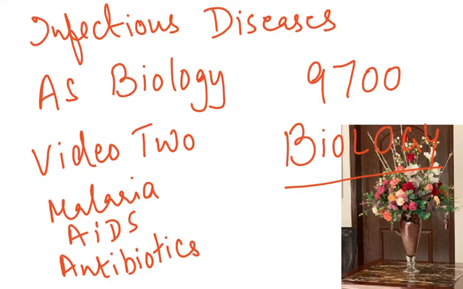We will continue with the chapter on infectious diseases. This is AS Biology Syllabus 9700, and this is the second video on this chapter. In this we're going to cover a little bit of the portion on malaria which was left, and then we're going to do AIDS, and then we're going to do antibiotics. This is the chapter on infectious diseases.